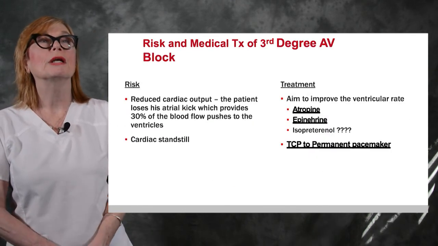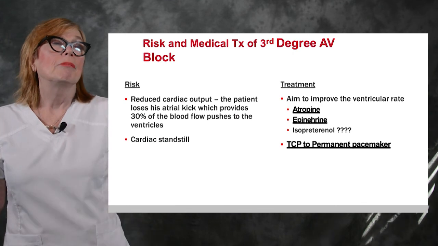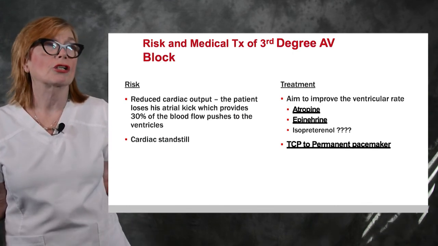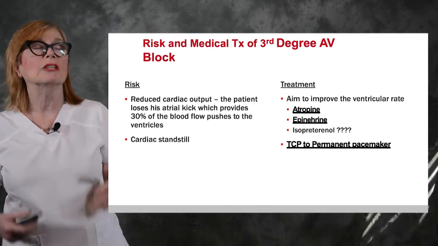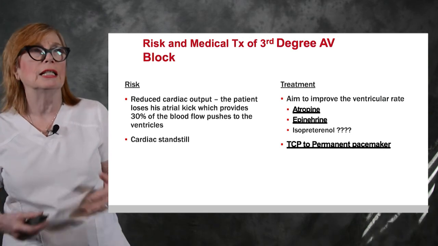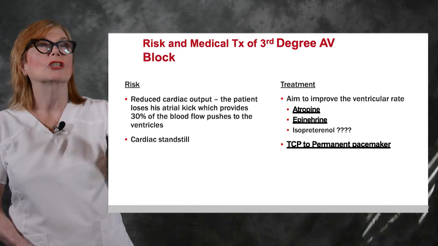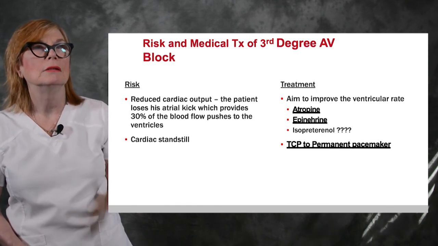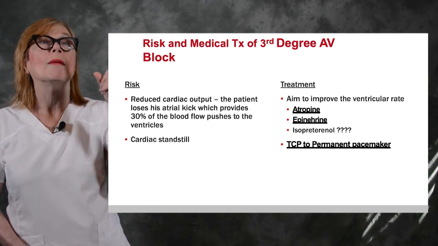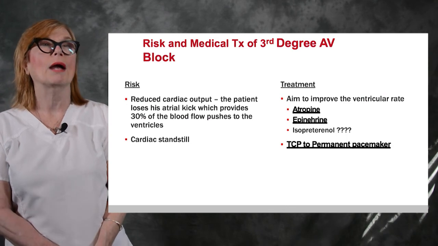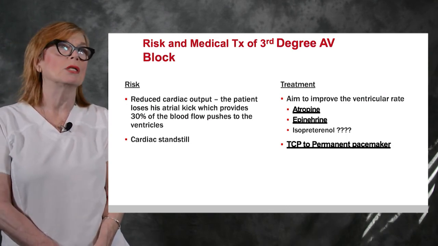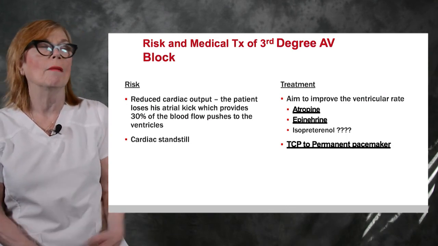Okay, so treatment. The problem here is you've got a significant reduction in cardiac output. That's why you have a change in mental status. You're hypotensive. You feel dizzy. You might faint. You might lose consciousness. You might progress to cardiac standstill. So our aim is, number 1, improve the ventricular rate. So we might use atropine. We might use epinephrine. We might use isoproterenol, maybe.